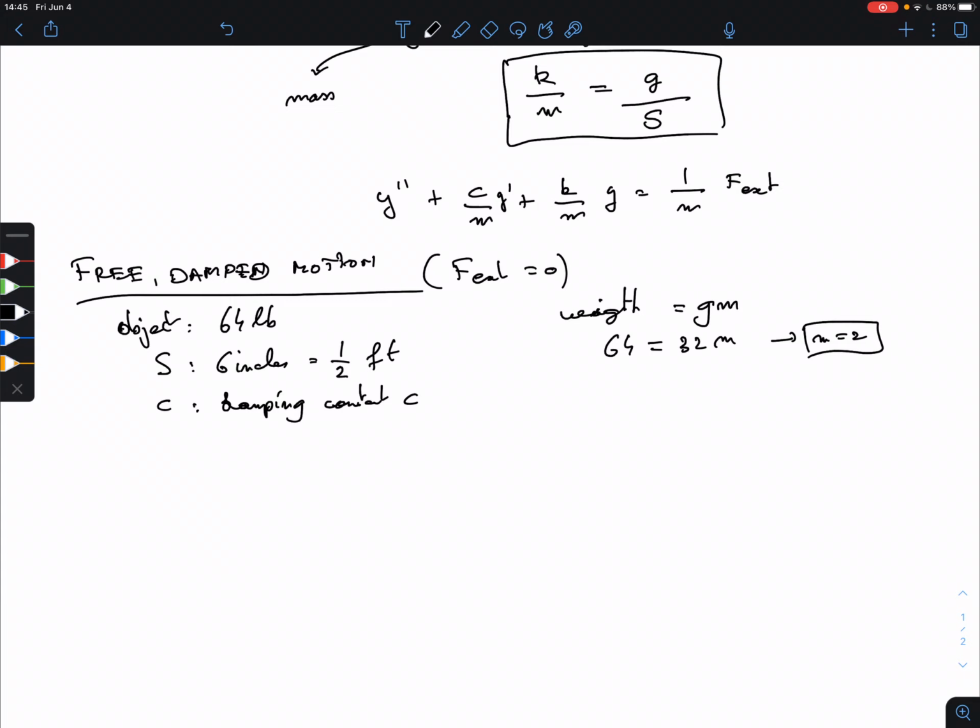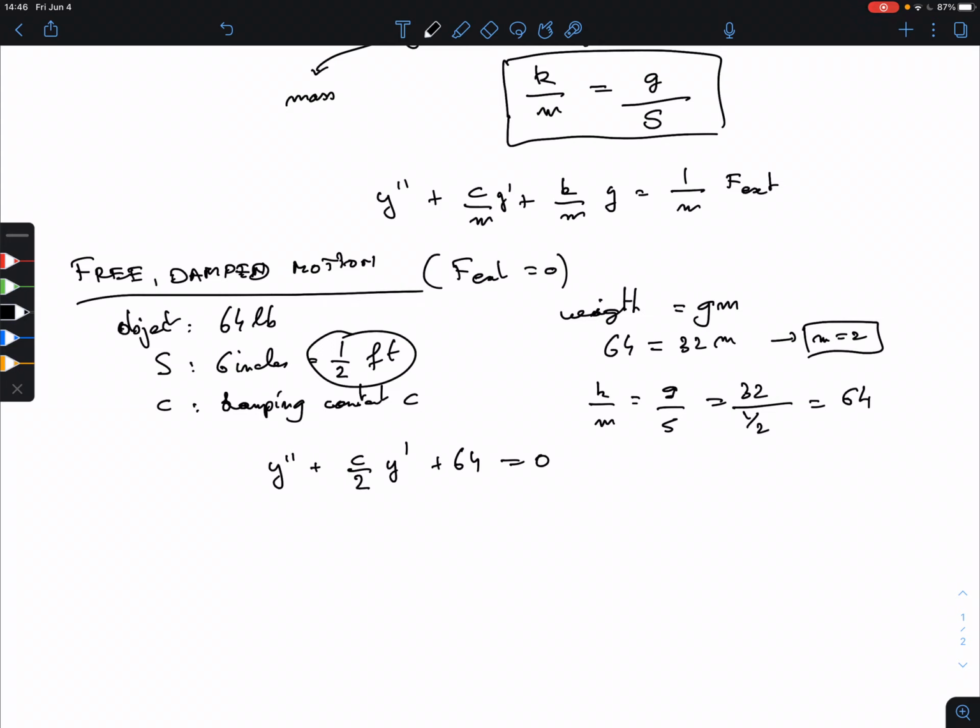So what we need now, let's write everything out. So we have now y double prime plus c over 2 y prime plus, now, okay, we have to talk about this guy here. Do we know that? Well, we know the stretch, right? They told us the stretch is a half a foot. So we know that k over m, and that's the only thing we need, right? That is g over s. This constant here is 32, the g again. And what is s? Well, again, a half a foot. So 32 divided by a half is 64. So this is 64 y, and that is equal to 0, right?